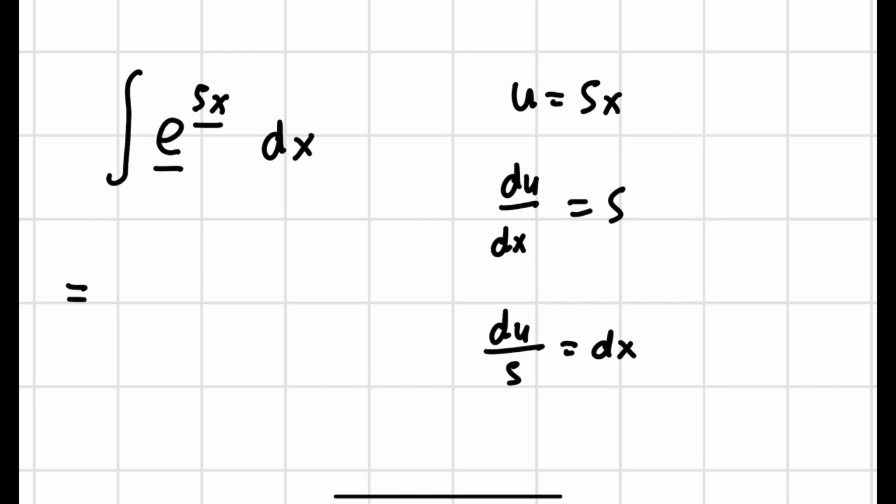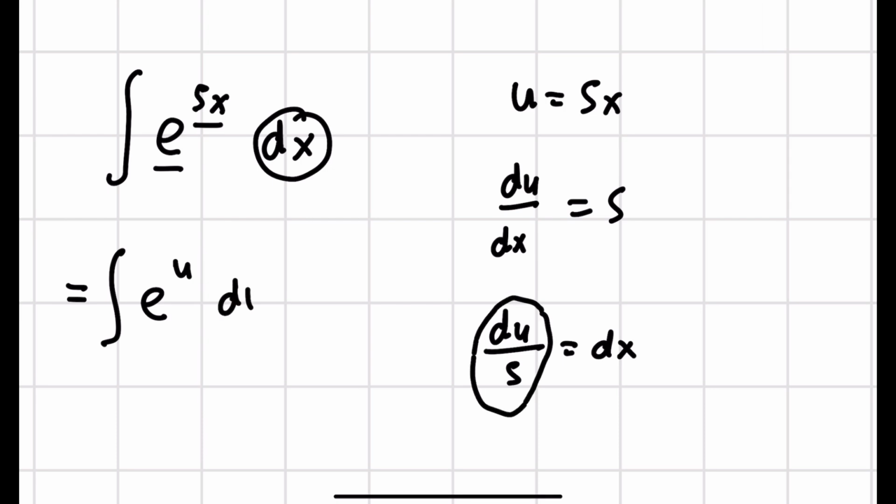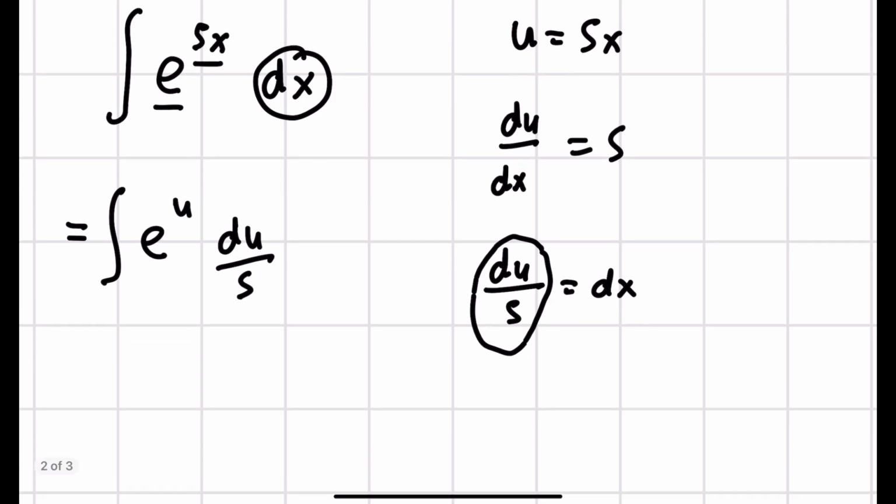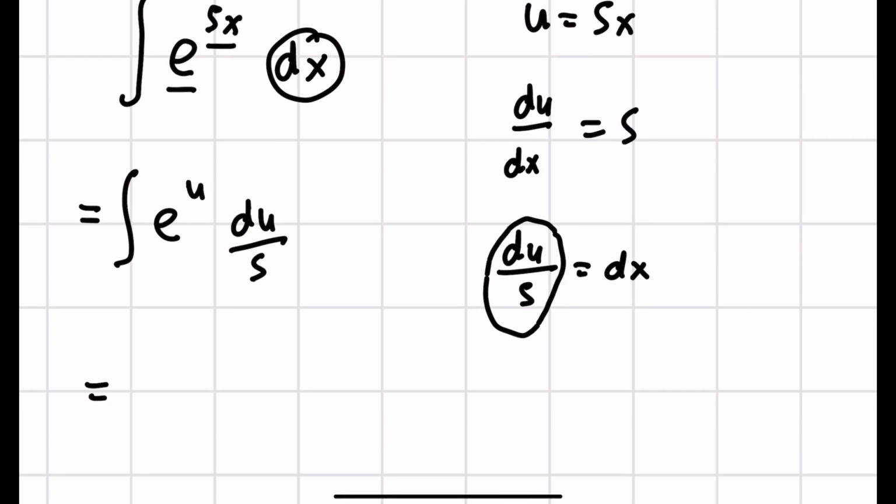So we have e to the u. Dx here will be replaced with du over 5. So du over 5. And the integral of e to the u is simply e to the u. Don't forget the over 5 and the plus c constant.